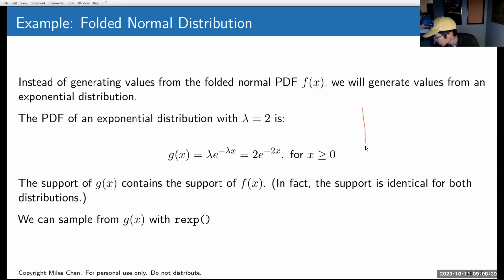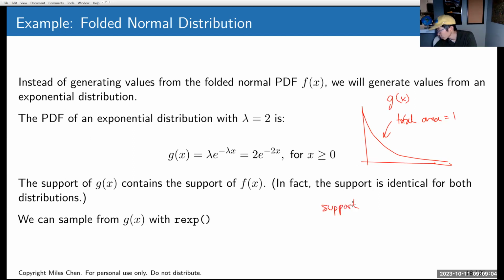The exponential distribution basically just looks like this, and for all PDFs, the total area is equal to 1. That's basically what an exponential distribution looks like. And what is the support of g of x here? The support of g of x is x in 0 to infinity, square bracket 0 to positive infinity. And we can sample values from the exponential distribution using R exponential, rexp.